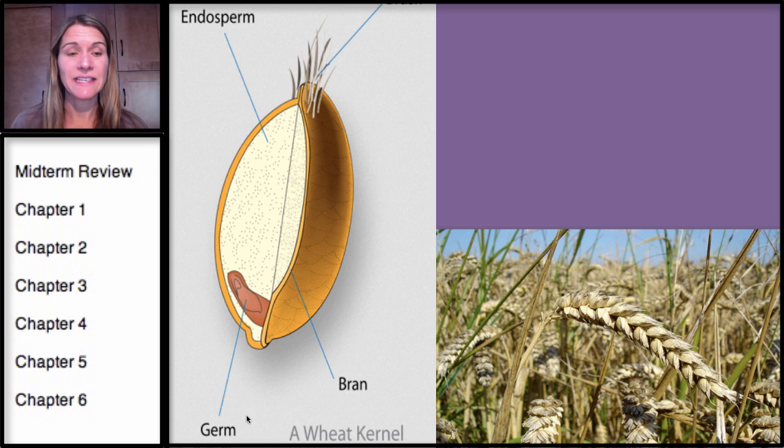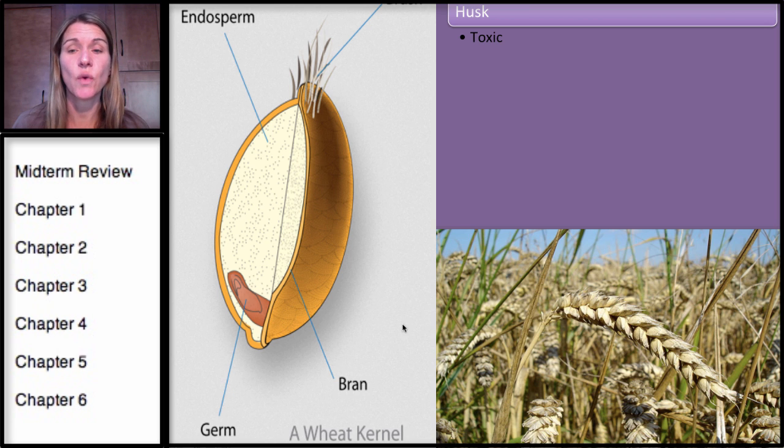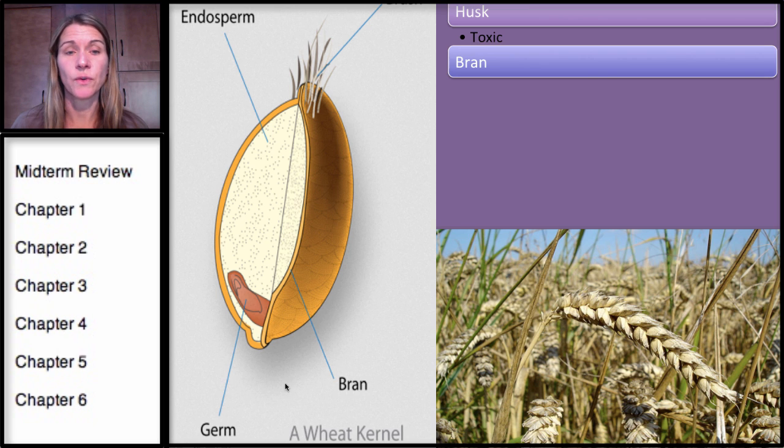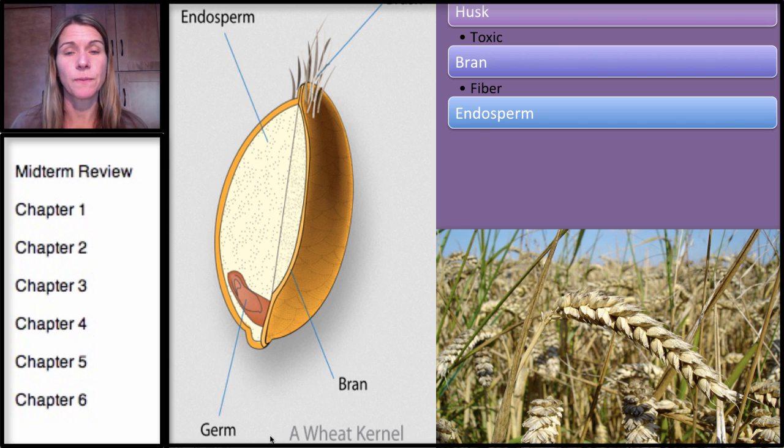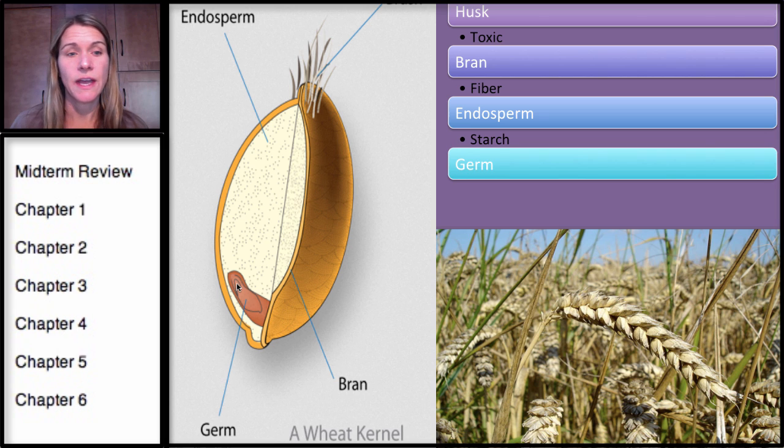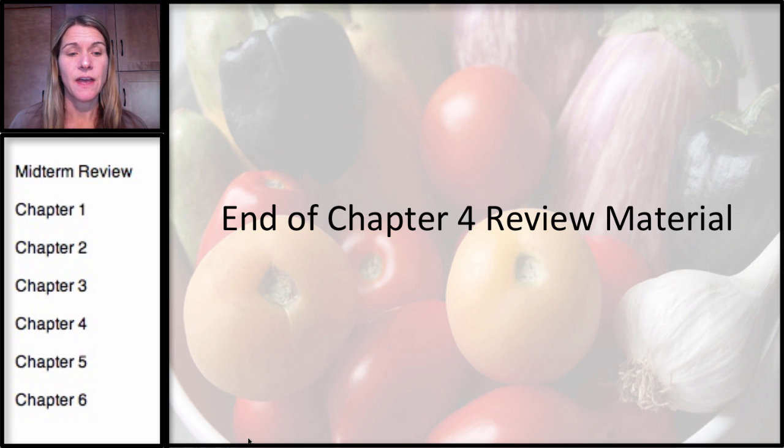You are going to have to identify the aspects of the kernel, the grain kernel. What's not shown here is the husk. The husk is considered toxic. It's always removed. That's this portion right here. So we can get to the kernel. The outside is the bran. This contains the fiber. The endosperm contains mostly the starch, and the germ, this is the germ here, contains protein and micronutrients. And those are the main aspects I want you to know for Chapter 4.